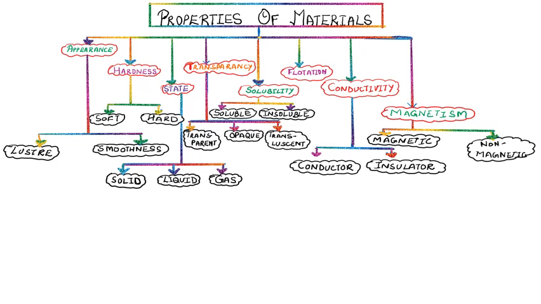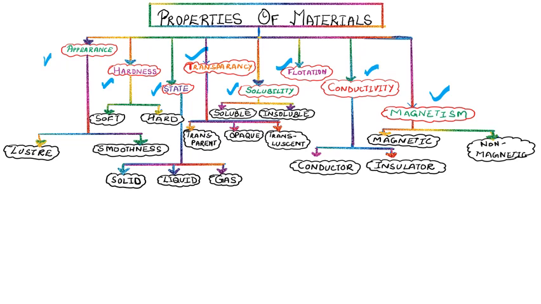This is the chart which is showing the different properties of materials. On the basis of these properties, the materials are grouped into different categories. These properties are appearance, hardness, state, transparency, solubility, flotation, conductivity, and magnetism. These are the properties on the basis of which the materials are grouped into different categories.